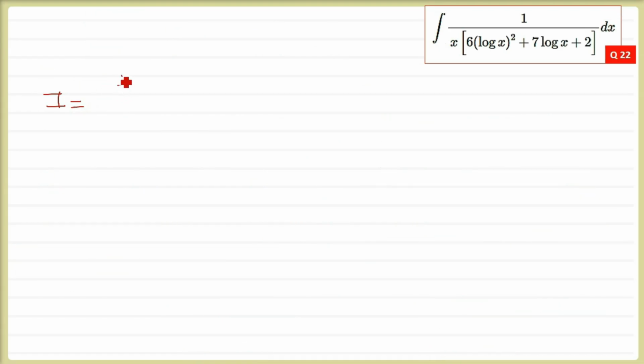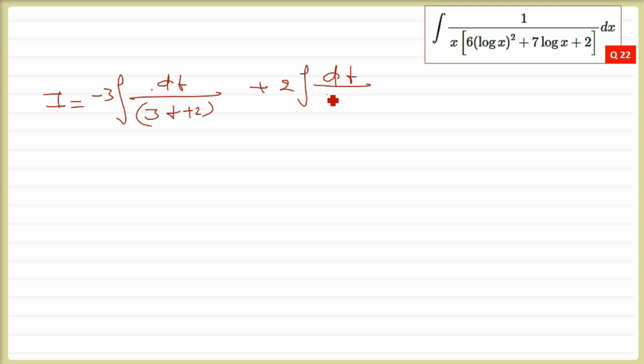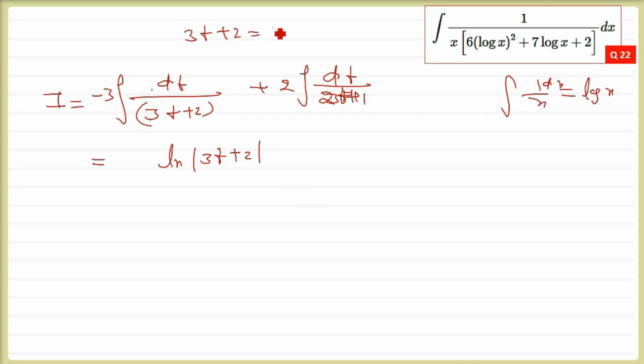So this integration will be integration of minus 3 dt divided by 3t plus 2, plus integration of 2 dt divided by 2t plus 1. Integration of 1 by x will be log modulus of x. dx by x is log x. And then we have to differentiate 3t plus 2. So 3 will come, that will come in the denominator. So integration of dt by 3t plus 2 will be log of 3t plus 2, but after this, 3t plus 2 will be differentiated. That forms 3, that will come in the denominator.